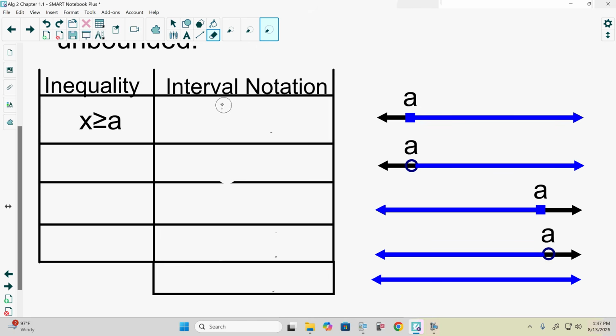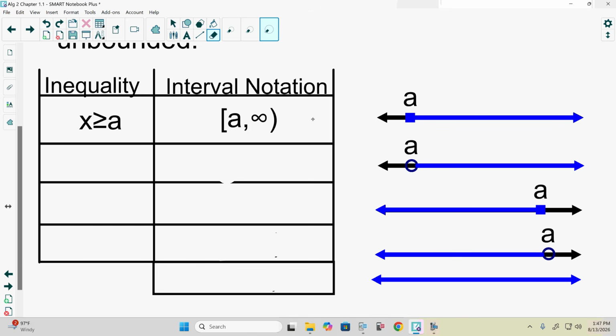And for our interval, we would have our bracket A, and the other endpoint, quote unquote, is going to be infinity. Because if it's bigger than it, it's going to start at whatever that value of A is and go to positive infinity, because we're saying that it's greater than it.